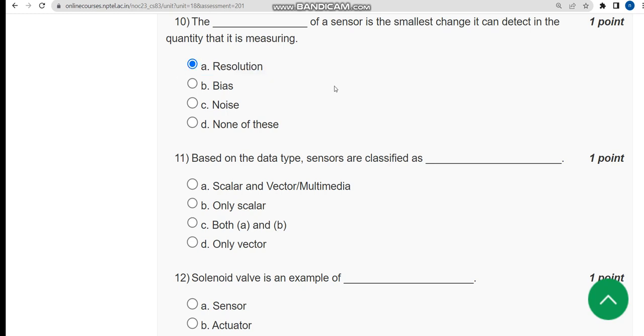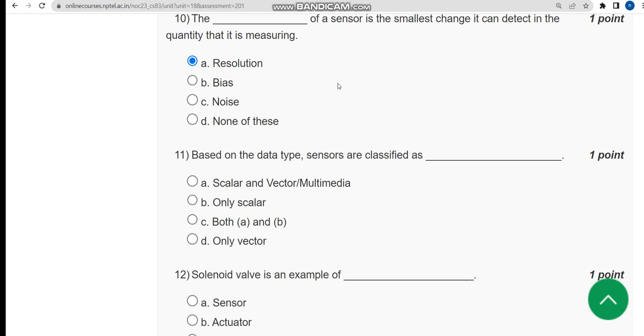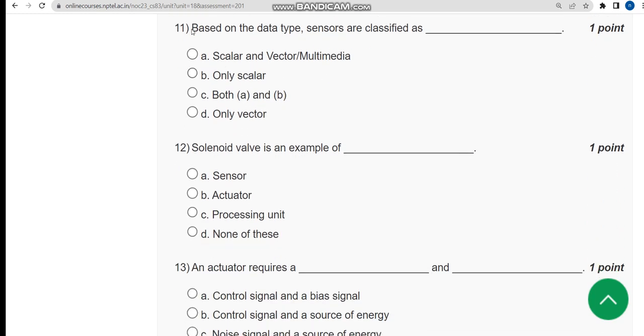Now let's move on to the 11th question. Based on the data type, sensors are classified as. So for 11th question, the correct answer is option A, scalar and vector or multimedia. Next, 12th question.